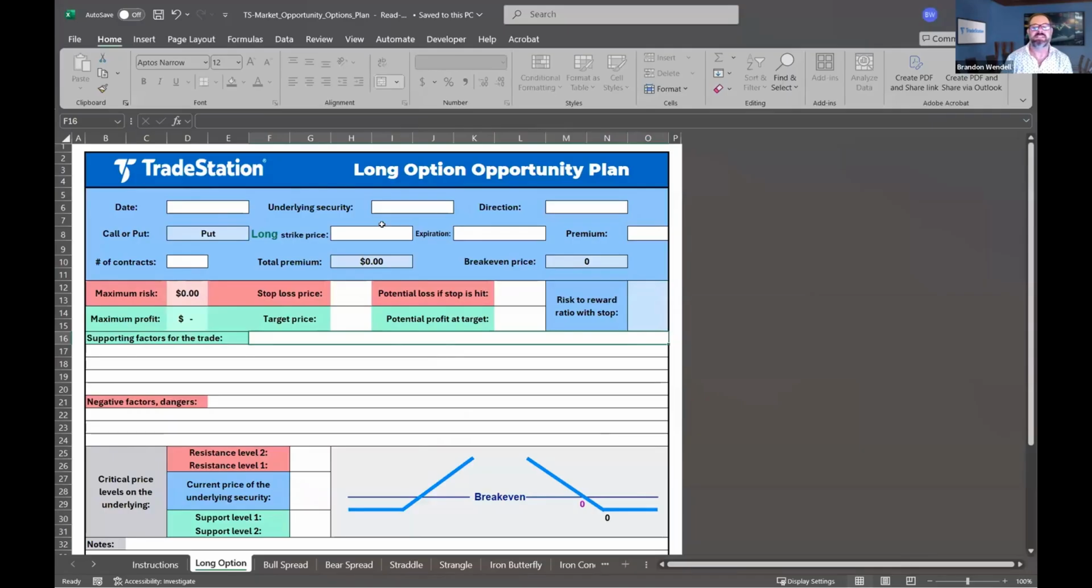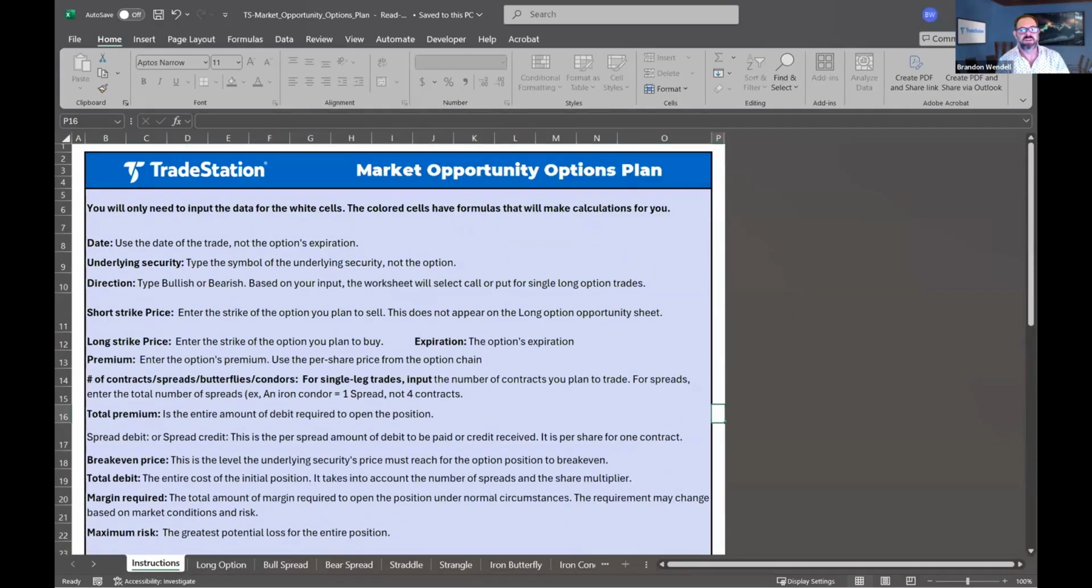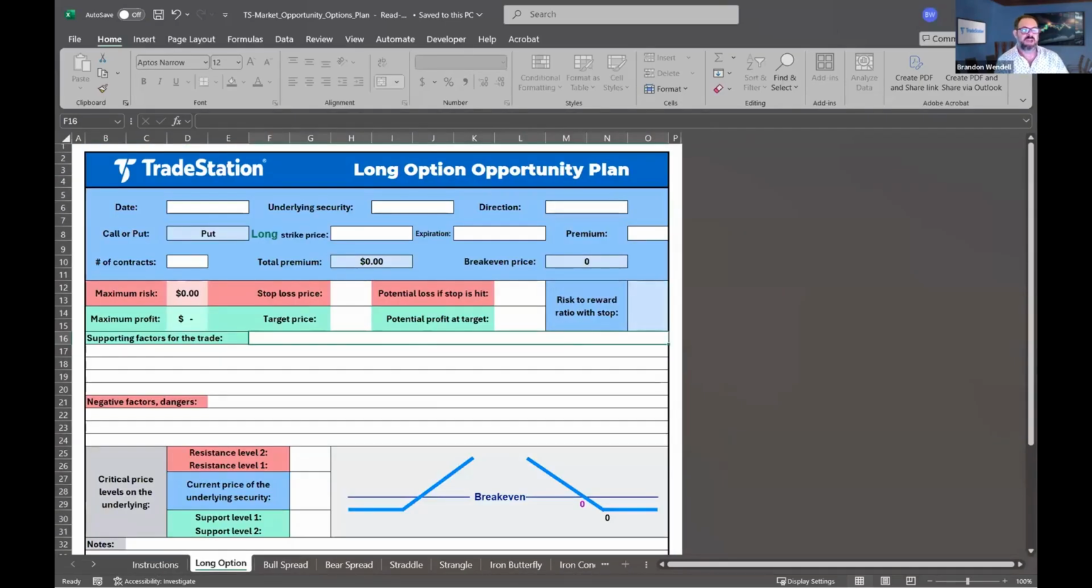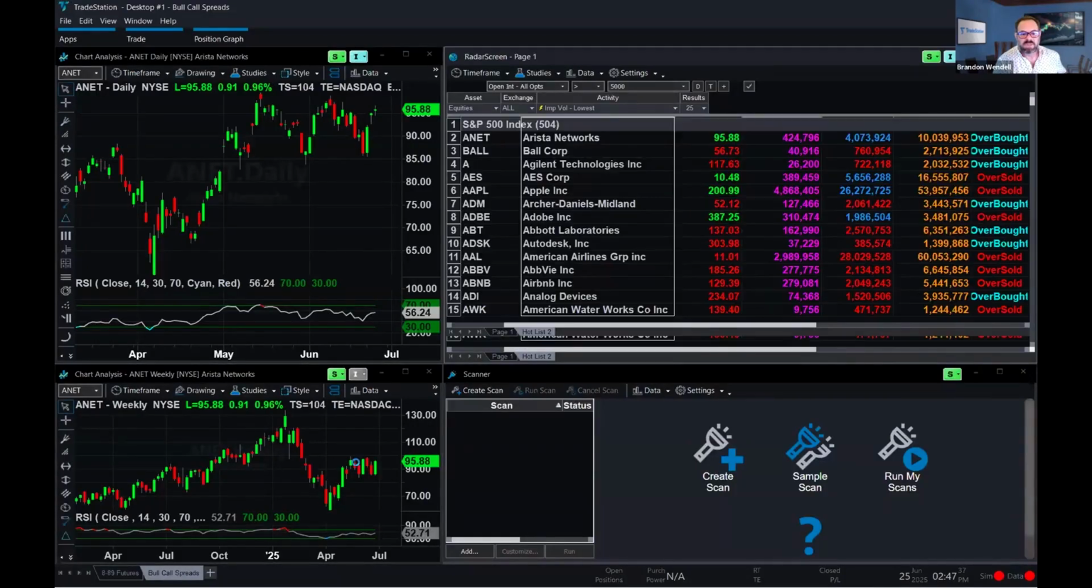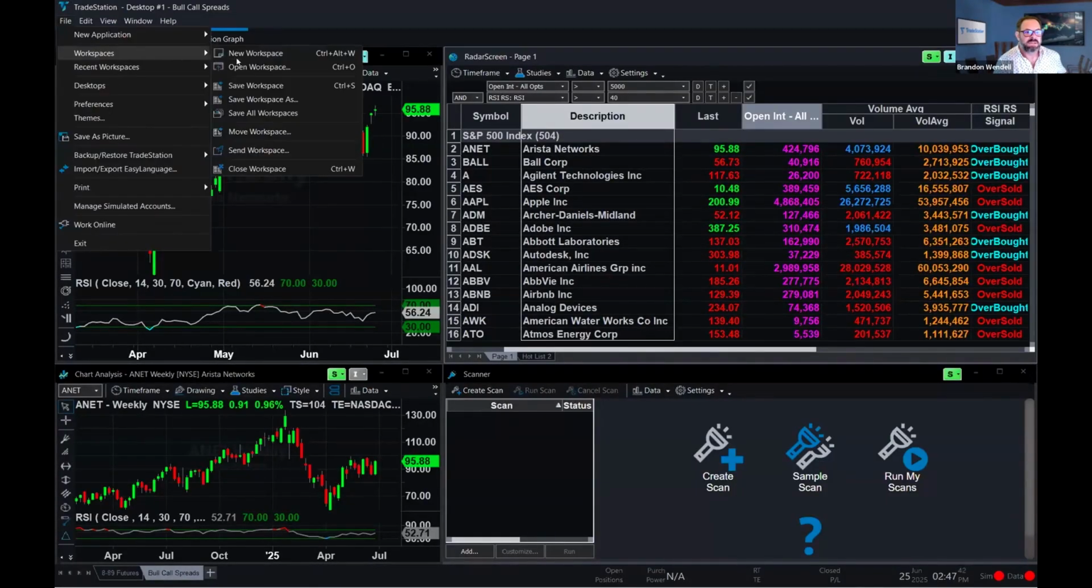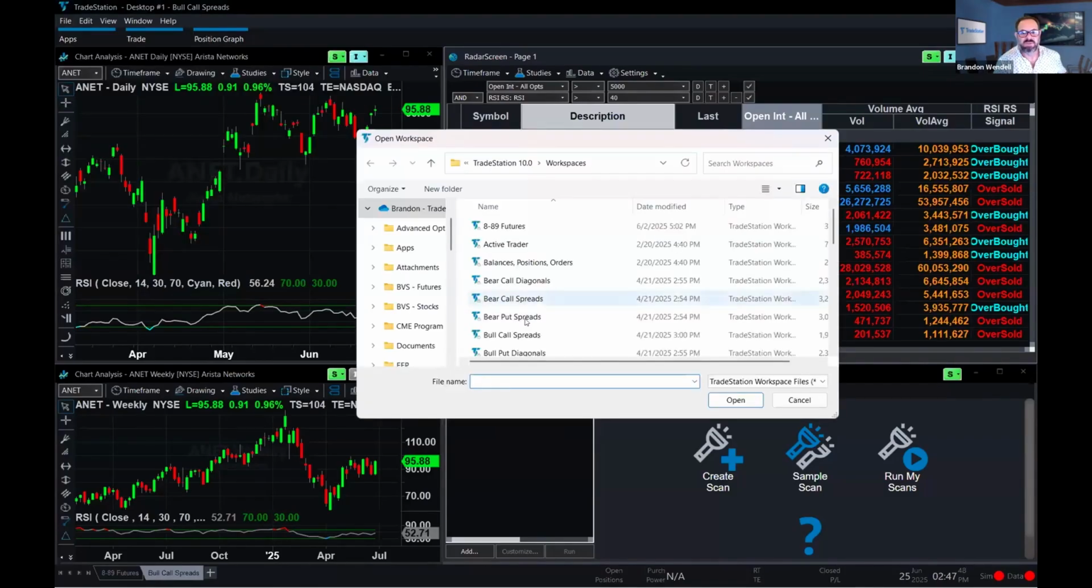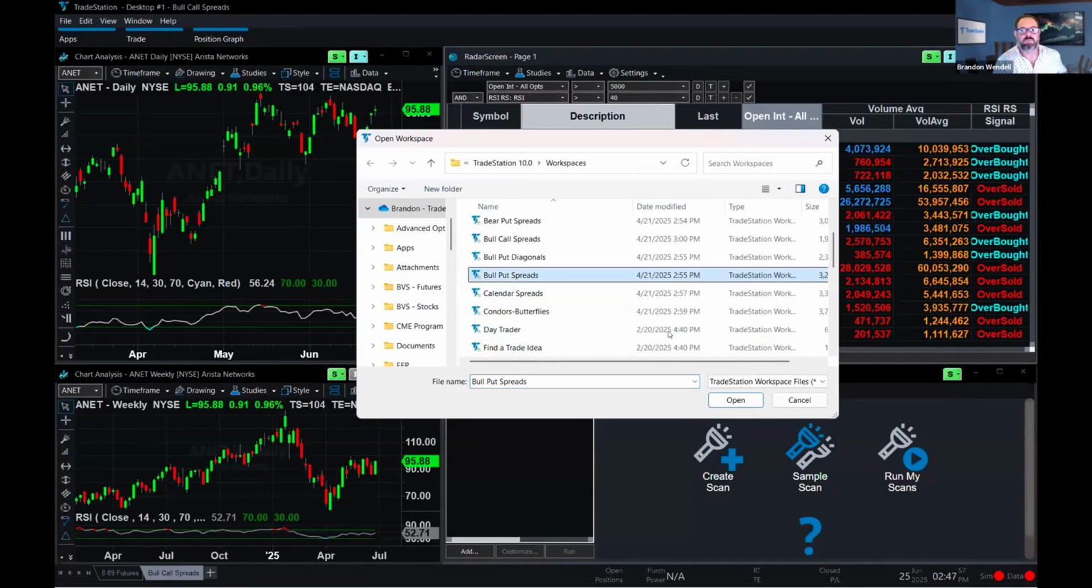So this is the market plan, market opportunity plan. Again, instructions are there on the first page. And depending on what type of strategy you're doing, you go to that page. So let's say, I think which one did I create? Bull call spreads. Actually, no, workspace. I guess it doesn't matter. I could have used any of them, but I'll do the credit bull put spread.